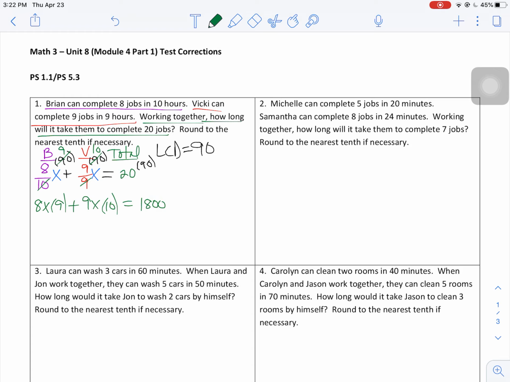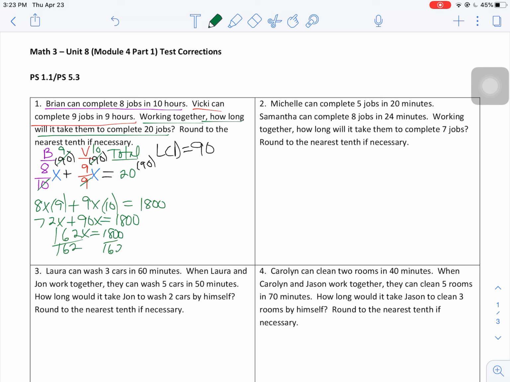So 9 times 8 is 72, and then the x comes with you. 9x times 10 is 90x, equals 1800. And then 72 plus 90 gives me 162x, which equals 1800. Divide.